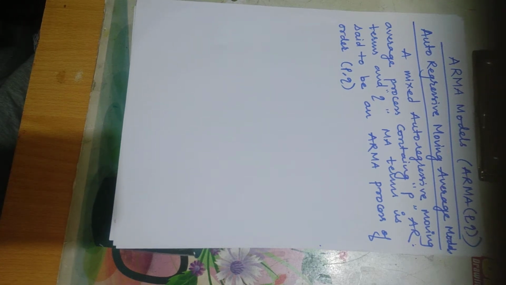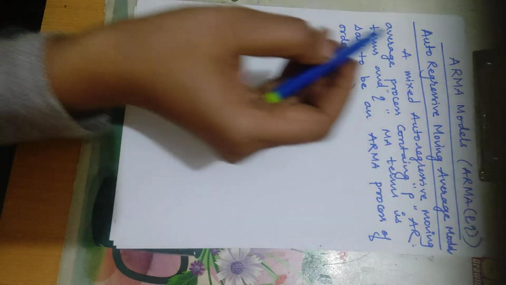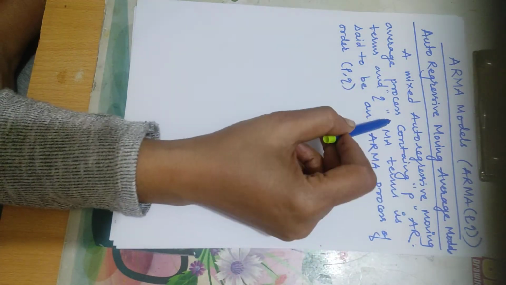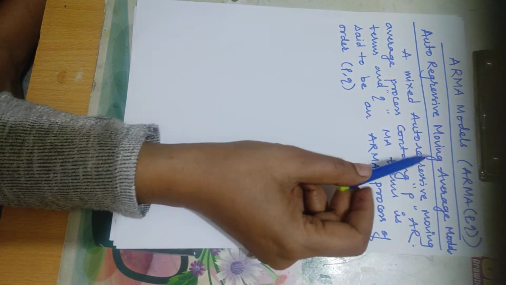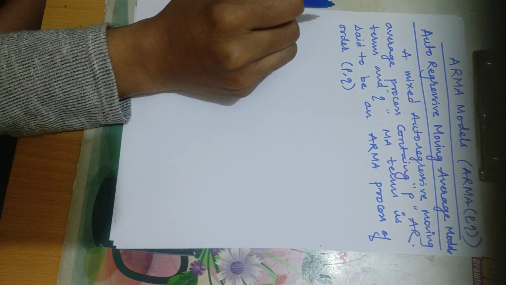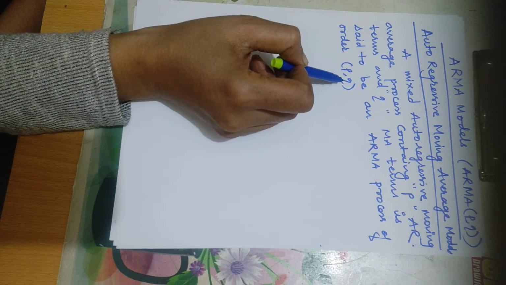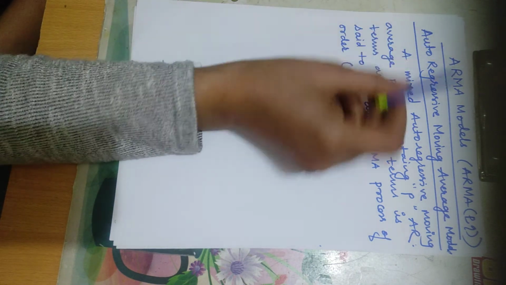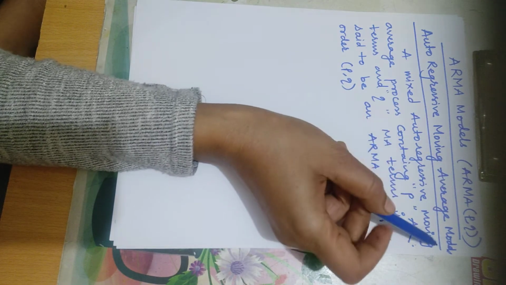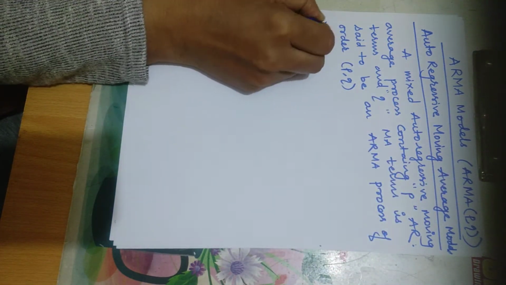In this lecture, we will discuss the ARMA model and how to find stationarity and invertibility of this ARMA model. So, ARMA model is nothing but a mixed autoregressive moving average model or process containing p AR terms and q MA terms, that is called an ARMA process of order p, q. Right? So, ARMA stands for autoregressive moving average model.